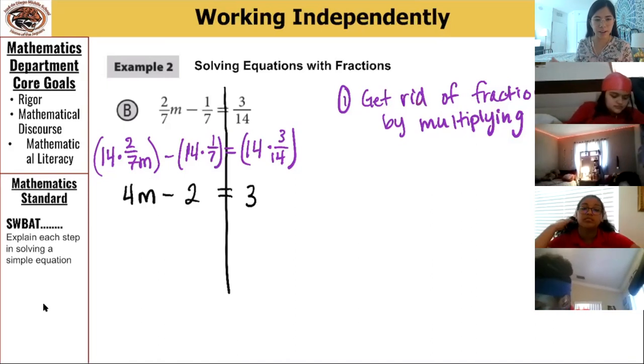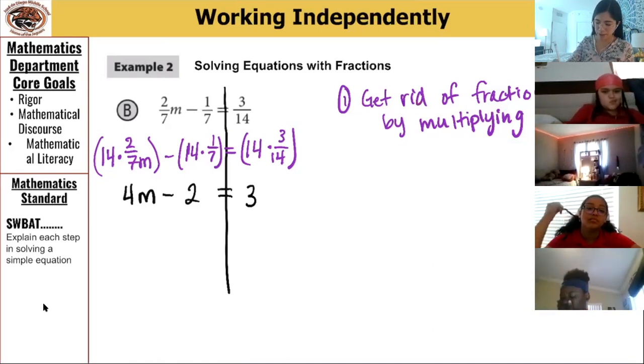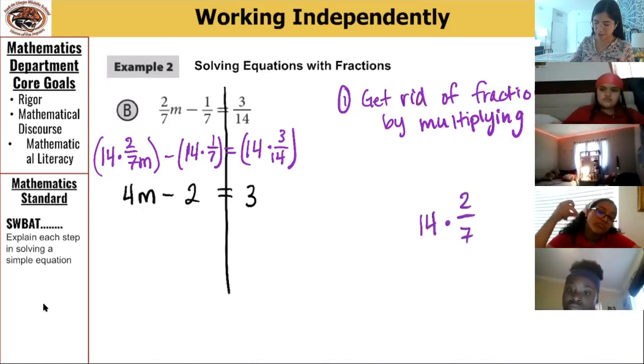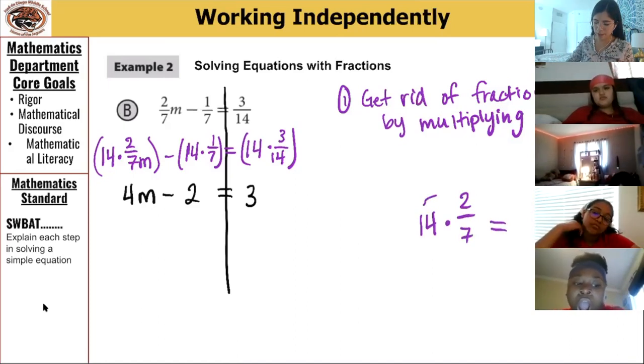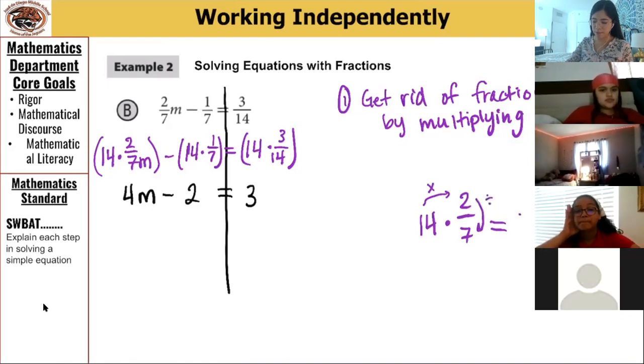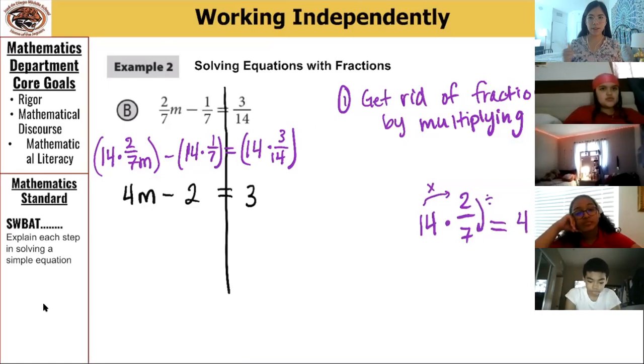One question I see is how did I get 4? Okay, let me very quickly break that up. This was 14 times 2 over 7. And the way that I got 4 is because you have to multiply by the numerator. So 14 times 2 is 28. And then you divide by the denominator. So 28 divided by 7 gave me 4. So that's how I got 4.